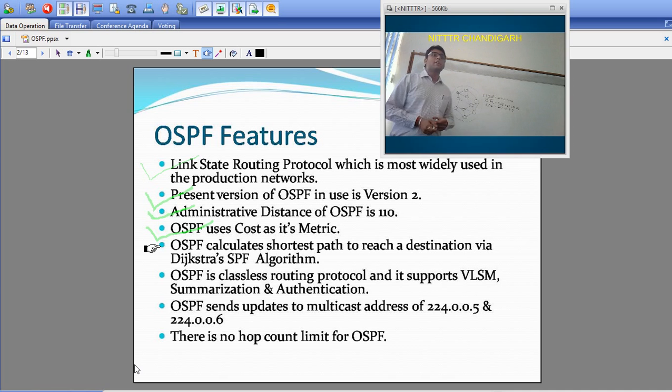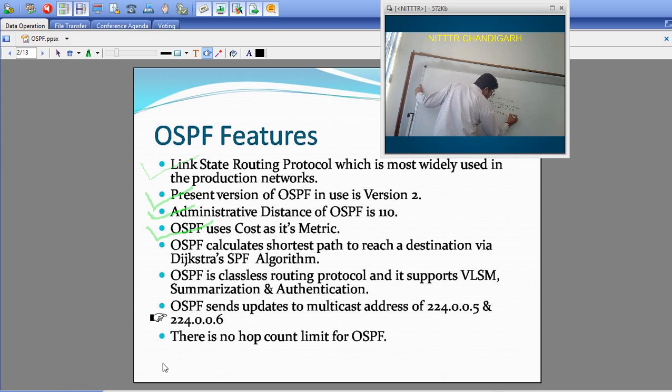Alright? But OSPF uses two multicast addresses, 224.0.0.5 and 224.0.0.6. I will explain it to you today. But as of now, you can write it down. There it is: 224.0.0.5 and 224.0.0.6.